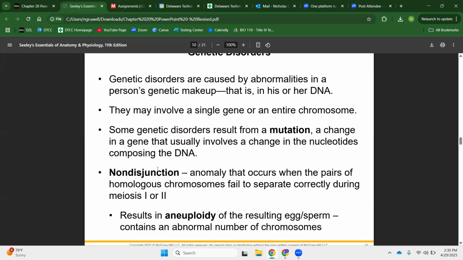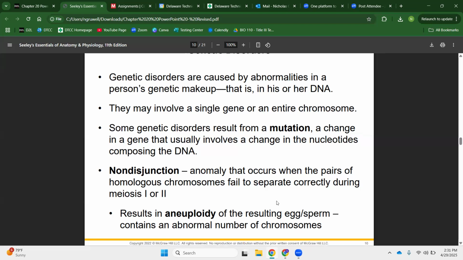This term, non-disjunction, is when the homologous chromosomes fail to separate. In meiosis 1 and 2, that's how we get down from our 46 total chromosomes to 23 total chromosomes. So if we don't end up getting a separation, that can pull one extra chromosome over with it. And so we call that aneuploidy, which means we have an abnormal number of chromosomes, more than we intended to have, or it could be less than we intended to have, depending on which direction that chromosome is getting pulled.